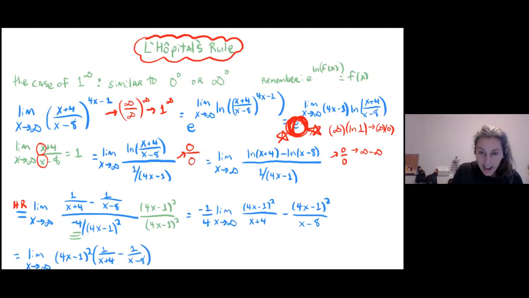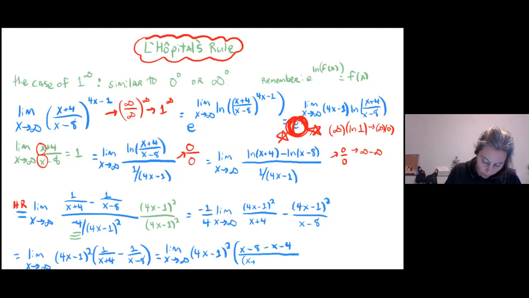So I'm going to have 4x minus 1 squared times 1 over x plus 4 minus 1 over x minus 8. And now I'm going to combine that fraction to give me the limit as x approaches infinity of 4x minus 1 squared times x minus 8 minus x minus 4 over x plus 4 times x minus 8. So I just found my common denominator. Now those x's cancel out. Minus 8 minus 4 is minus 12.